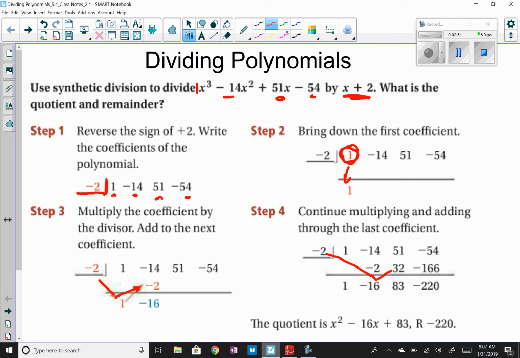Next step is to multiply the negative 2 now by the 83. We get negative 166. The last column is complete. Add the column together, we get negative 220.